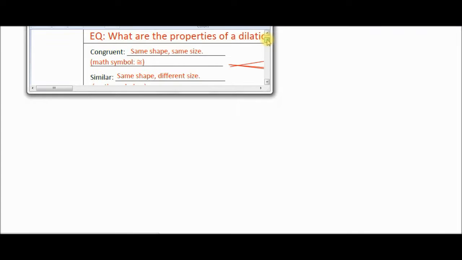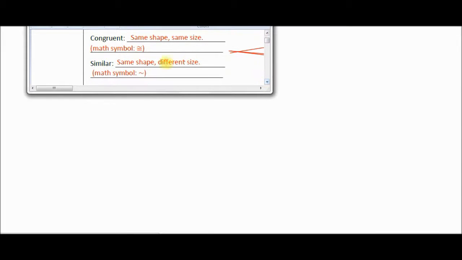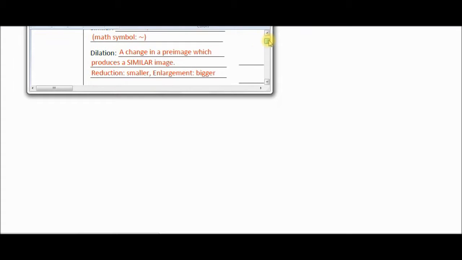The next thing is similar. Our new word is same shape, different size. So now we're going to learn how to take a shape and create the same shape as the original pre-image. The shape is going to look the same, but it's going to be bigger or smaller. It's going to get reduced or enlarged, but it's still going to look like the original shape. The math symbol for this is just the top of the congruent sign, just the squiggly line. That means similar.